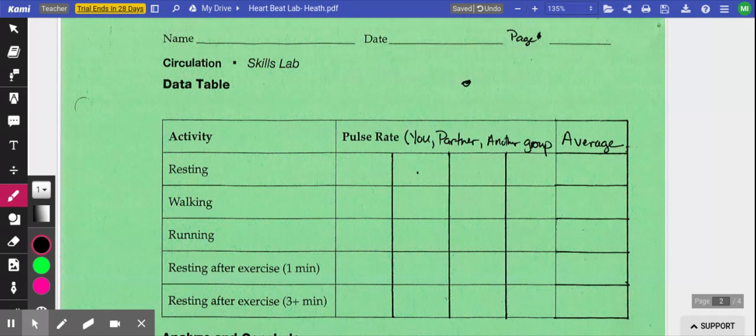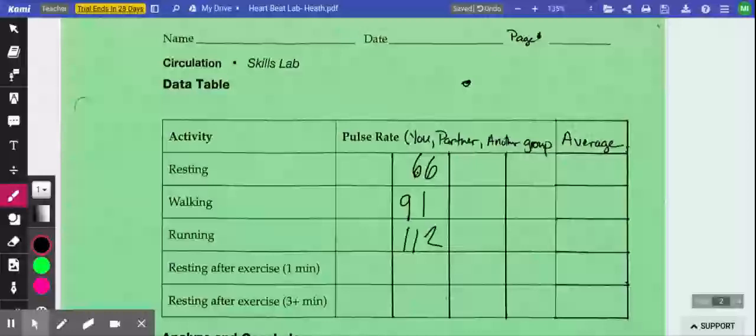So here's my information, guys. My resting heart rate: I just took my pulse, and someone at home can help you with that if you need it. My resting pulse was 66 beats per minute. Then I walked for 1 minute, and my pulse rate was 91 beats per minute. Then I ran for 1 minute, and my heart rate went up to 112 beats per minute.